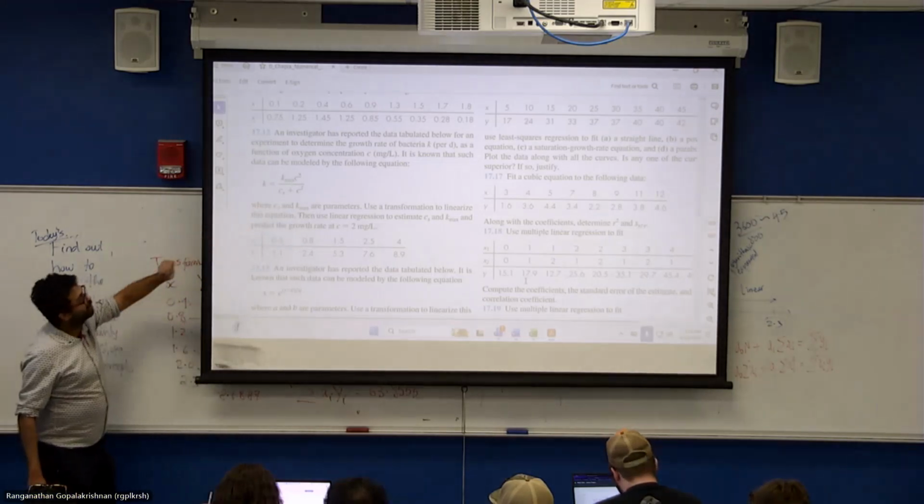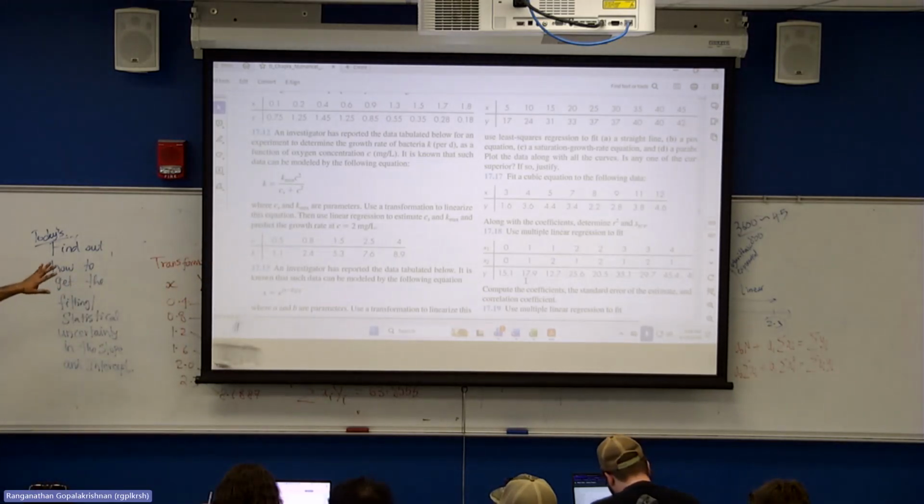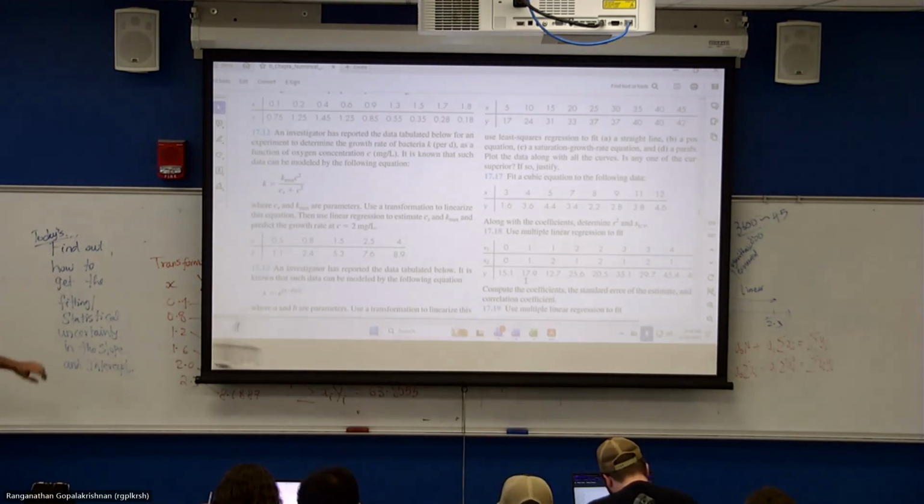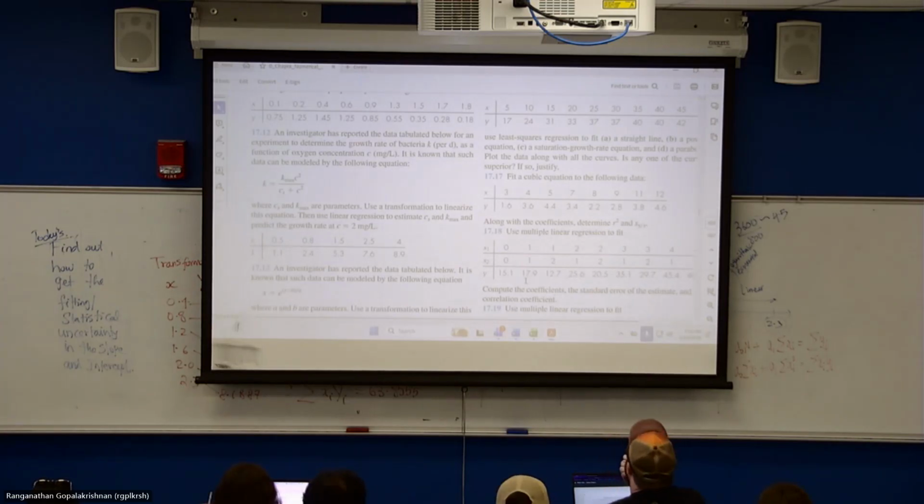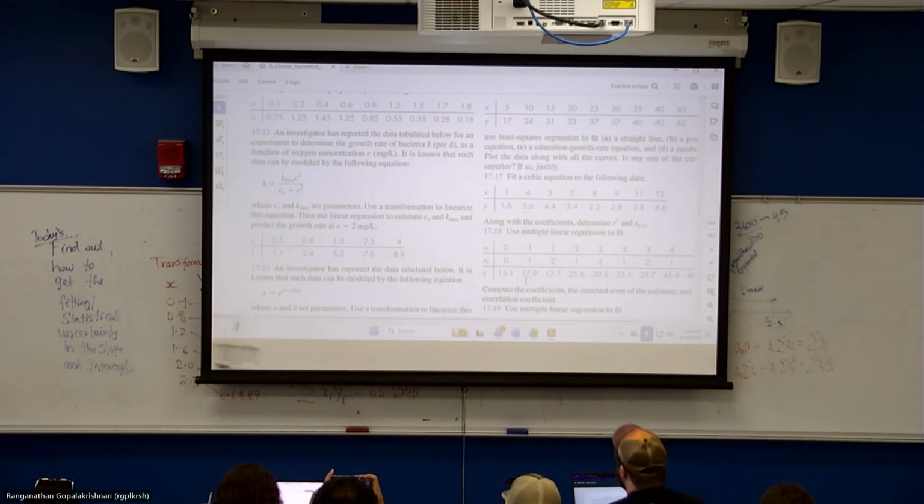Do we have the data copied, please? Problem 17.12. Okay, please copy the data. This is 5 entries, and then we'll do.